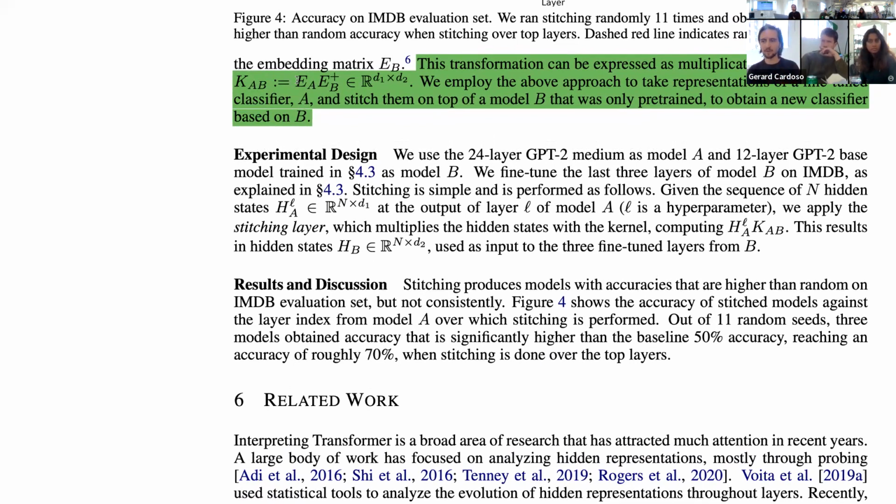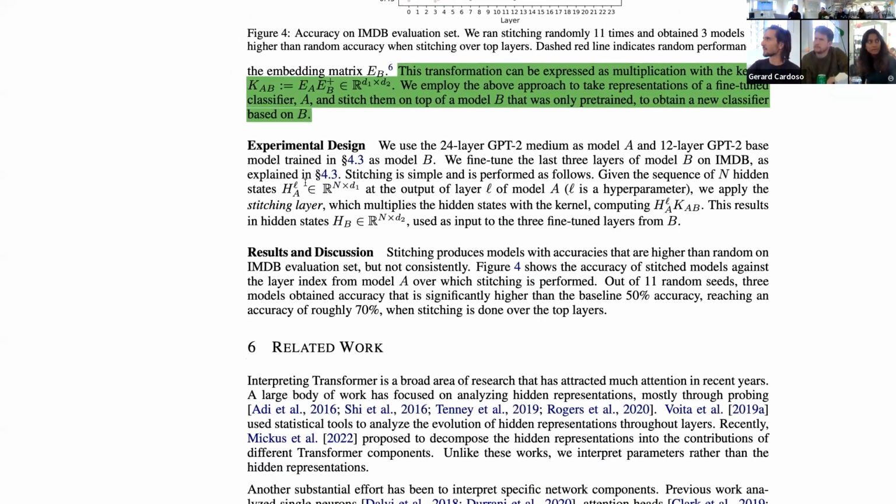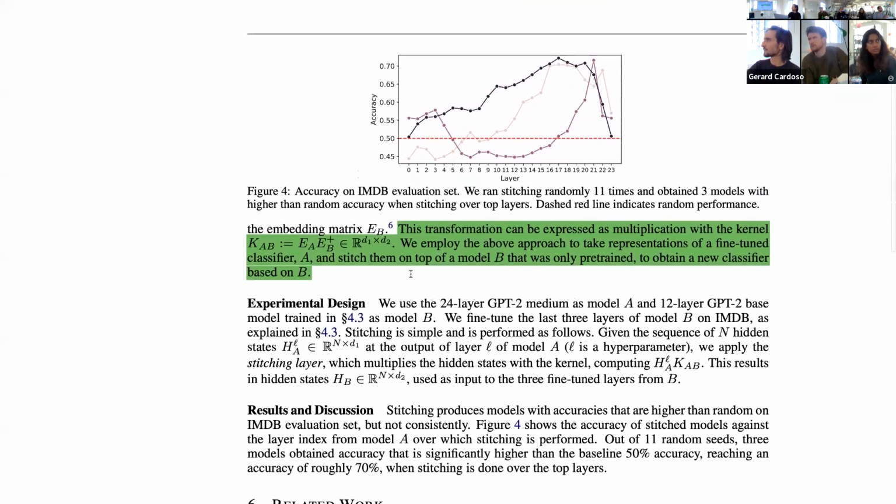So the idea is that if you just took the parameters from one model and stitched them into the other model, it would do a poor job, because as we've seen, they learn differently based on initializations and lots of other things. But if you project into the embedding space first, take the fine-tuned model and then stitch it into the other model, you can achieve some interesting results, but not consistent. So these results are a little bit iffy.